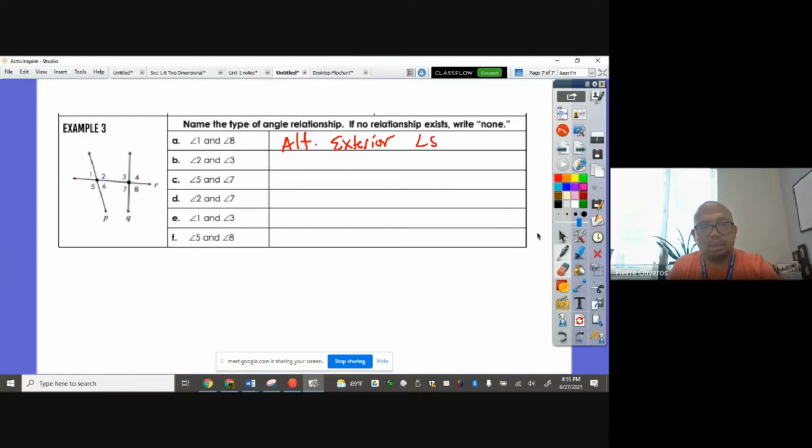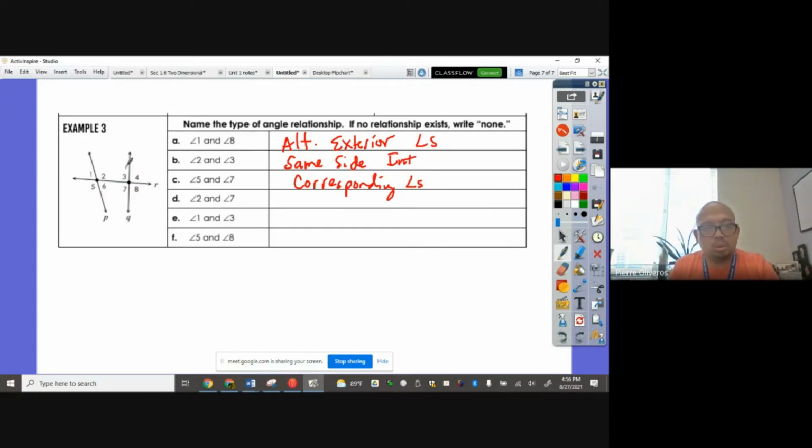Next, 2 and 3. This is my transversal. 2 and 3, they are on the same side, so these can be called same side or consecutive. I guess same side is fine. Same side interior angles. Next one is 5 and 7. Both of them are the lower left of this set of angles and this set of angles. So this can be called consecutive. Oh, no. This is called corresponding. They're both at the lower left of the angle. Corresponding angles.